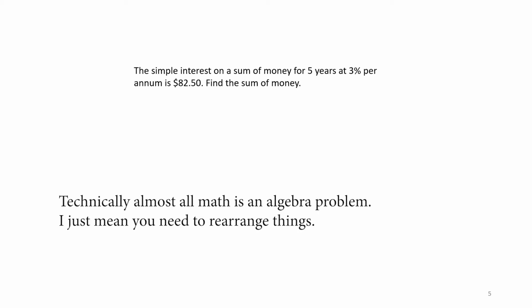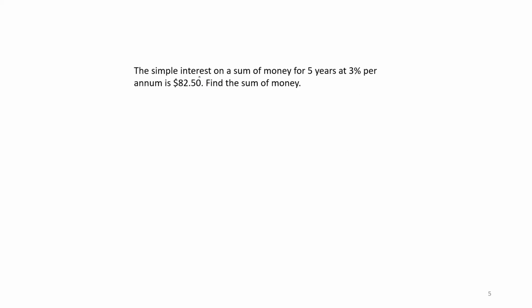This one is more of an algebra problem, and this is why you need to have the equations memorized. The simple interest on a sum of money for 5 years at 3% per annum is $82.50. Find the sum of money. So we're looking for the principal. The equation with I is quicker to use here, though you could use the other one. This makes it a lot easier to do. I equals PRT.